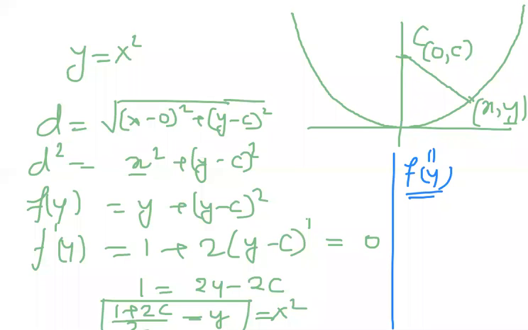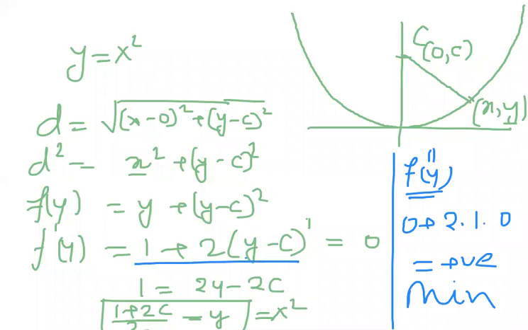So its differentiation is 0 plus 2, differentiation of y will be 1 and c will be 0. So it will be 2, that is positive, that is minimum. Minimum only stands for least. So in this way, questions are asked in the examination. Such questions are coming in the board examination also.